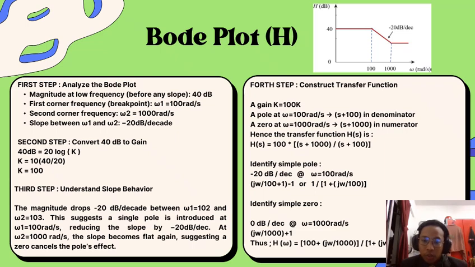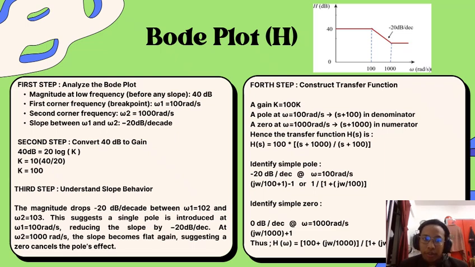And we need to identify the simple pole, which is a negative 20 decibel over decade, or omega 100 radian over second. And the final step is to identify the simple zero, which is 0 decibel per decade, or omega 1000 radian over second. It will go to the H(j omega) equal to 100 times (1 plus j omega over 1000) over (1 plus j omega over 100).